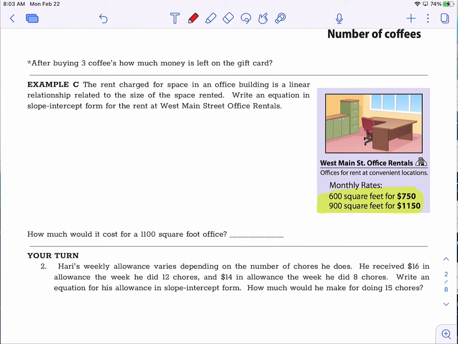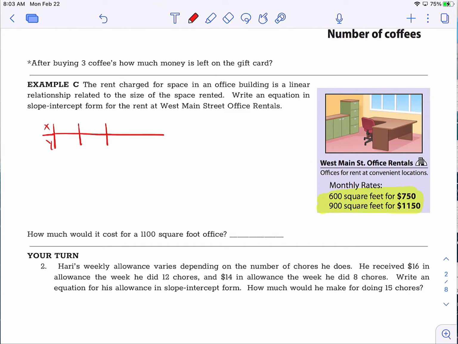It says here that the monthly rates are 600 square feet for $750 and 900 square feet for $1,150. So this doesn't tell us what it is. It doesn't give us a rate. It doesn't give us a starting value. It just gives us those two things. But here's what we can do: I'm going to make a little table.